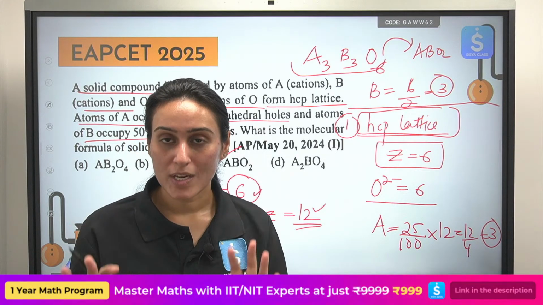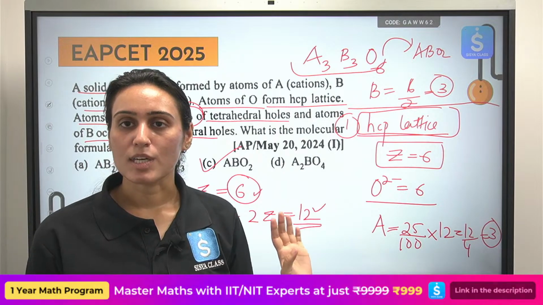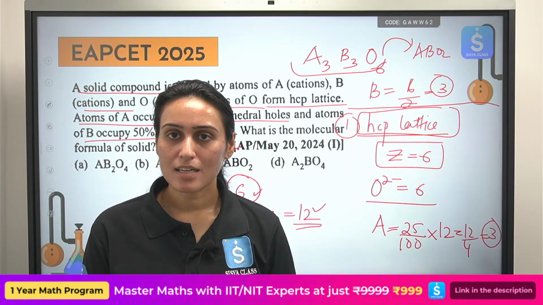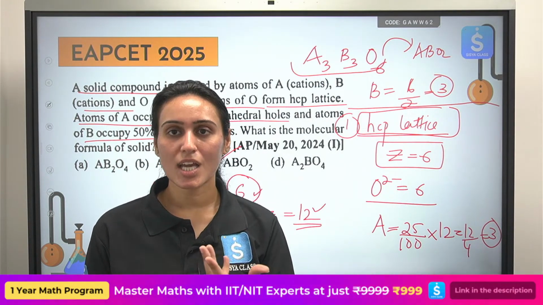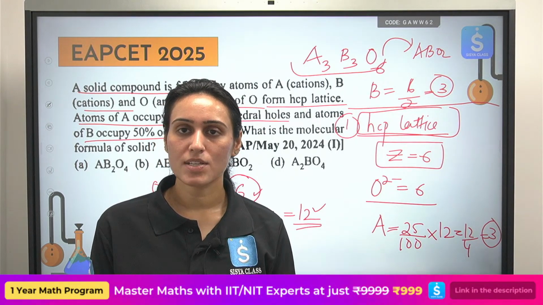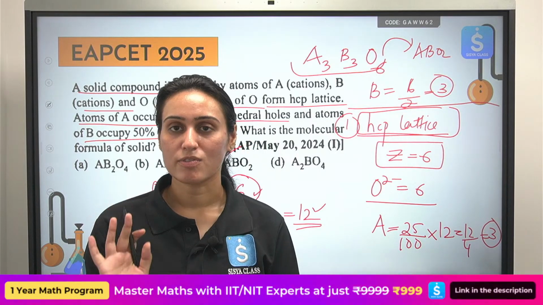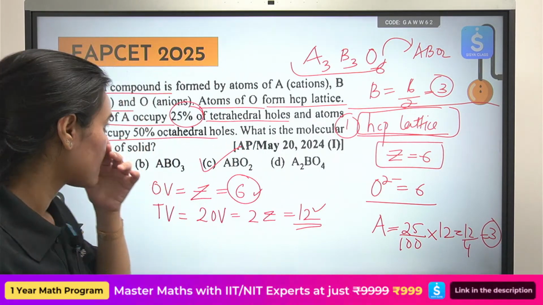Very important questions. Multiple different types can be given to you. They will change the number of octahedral voids percentage. They will change the number of sites of tetrahedral voids. In the next question, you just have to change the number. Your formula is in front of you. Okay, see the next question.